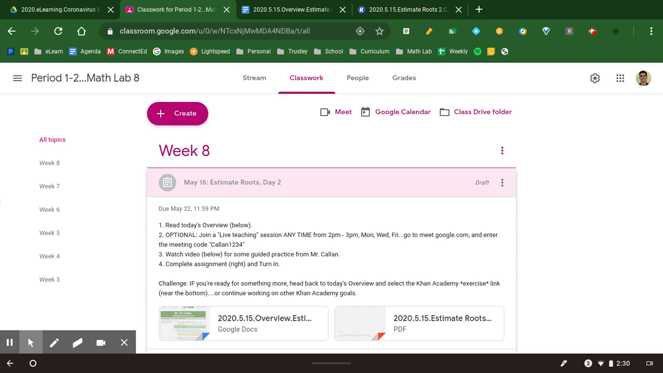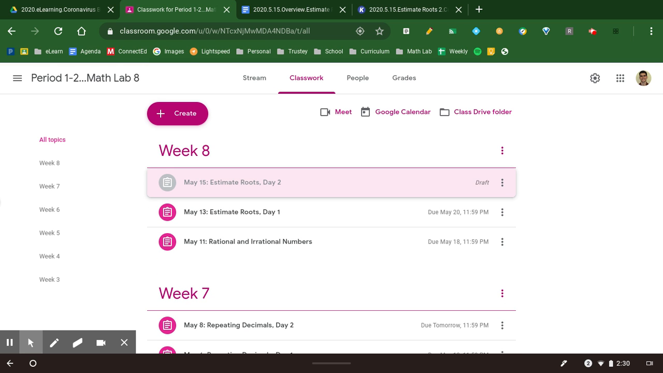Looking at Google Classroom, I've noticed some of you aren't quite sure which assignments are completed and which are not. Look for a difference in colors. You'll see some of mine here look like pink and gray. Yours might look like dark gray and light gray. That's how you know which assignments are complete and which assignments are still missing.